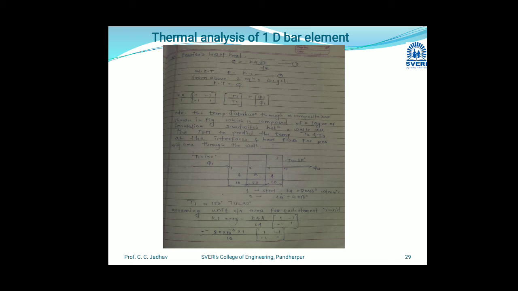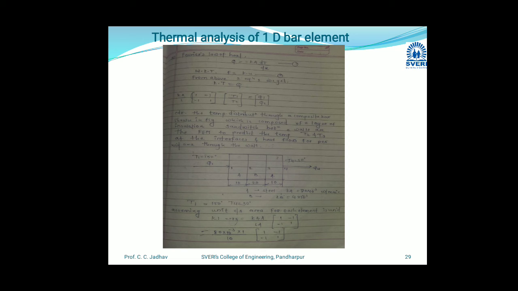So the temperature at the first point is 150 degrees, and the temperature at the last, fourth node is 30 degrees centigrade. So the given data are T1 and T4, and L1, L2, L3, which we know are 10, 20, 20. We have to find the temperature at node 2 and node 3 and the heat transfer at node 1 and node 4. So from this we know the formula for the thermal analysis. Assuming the unit cross section area for each element, that is the area of cross section is equal to 1.